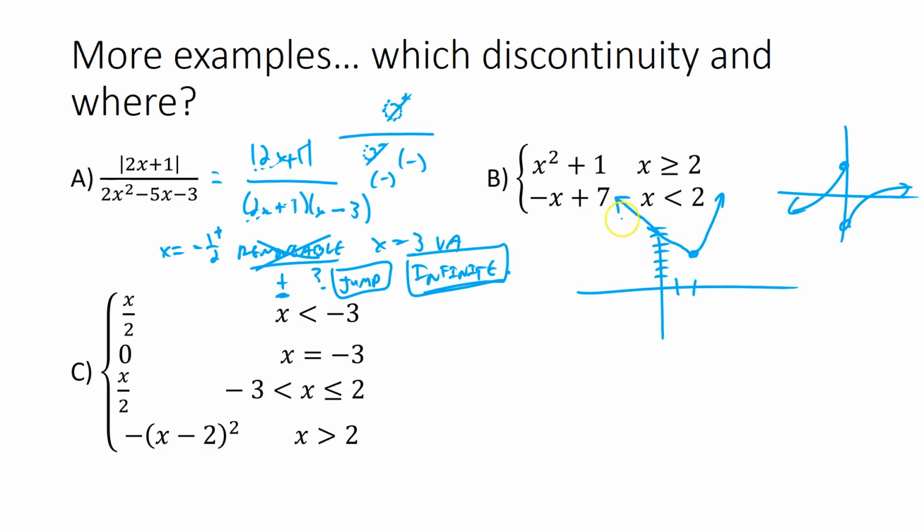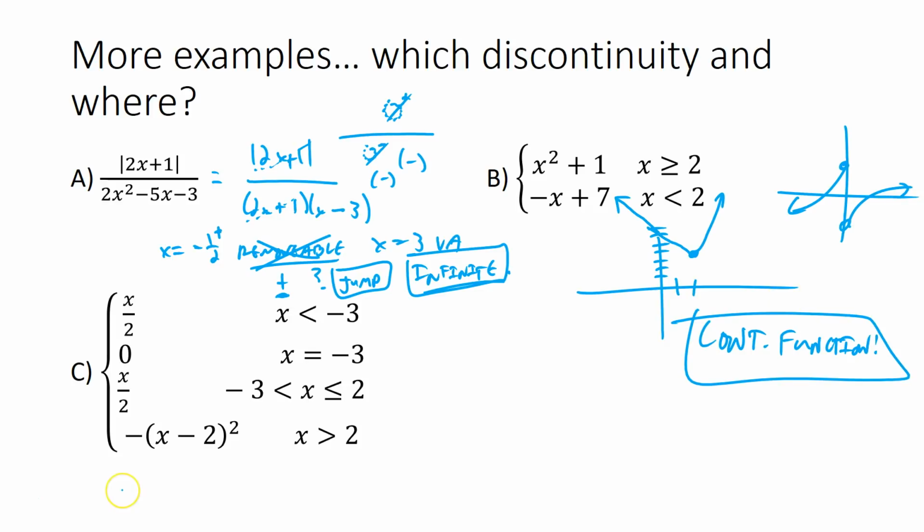Okay, you plug 2 in here, you get 5. You plug 2 in here, you get 5. So this is actually a continuous function. And sometimes that happens. Sometimes it works out where they link up, and you could draw it without lifting your pencil. That's it.